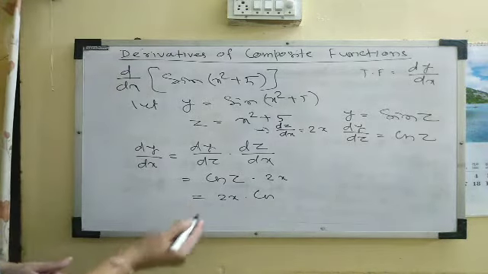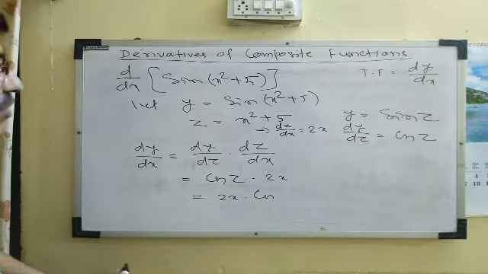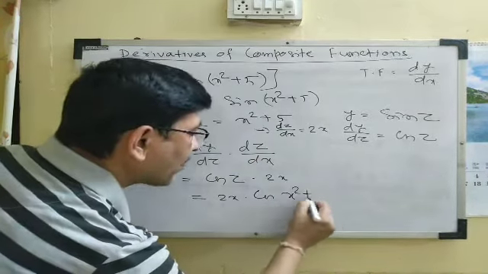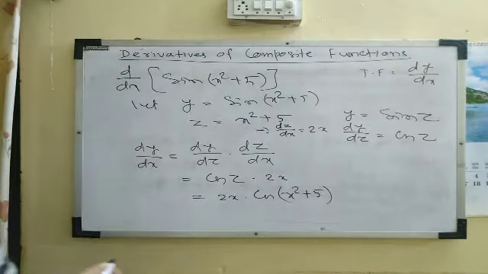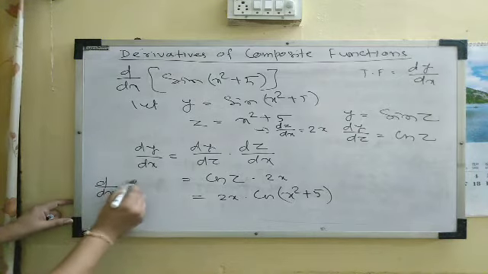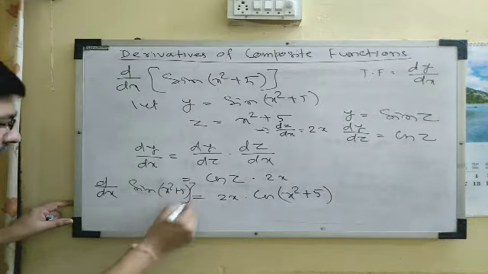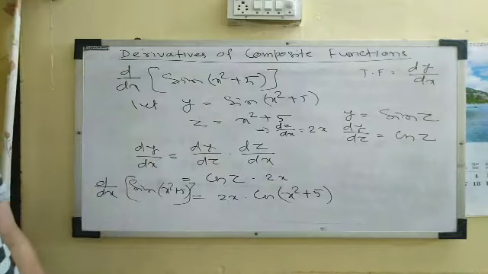but z तो हम लोग बीच में assume किए थे. ओके, उसको replace करना पड़ेगा. So what is the original value of z? The value of z is x square plus 5. So cos of x square plus 5. Okay, so dy by dx is equal to 2x into cos of x square plus 5. That means the derivative of sine of x square plus 5 can be written as 2x into cos of x square plus 5.